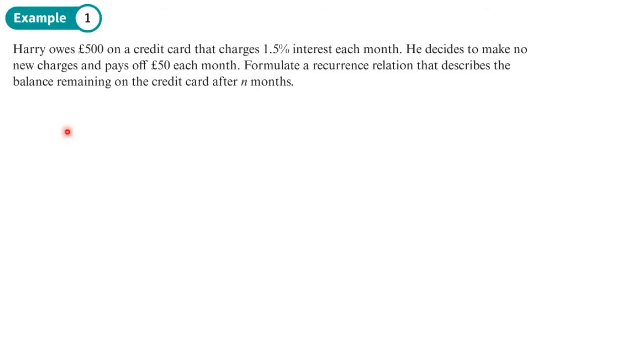So here we've got Harry who owes £500 on a credit card that charges 1.5% interest each month, okay? He decides to make no new charges and pays off £50 a month. Formulate a recurrence relation that describes the balance remaining on the credit card after n months. Okay, so what's going on here? So we've got this initial balance or initial value or initial condition of £500.